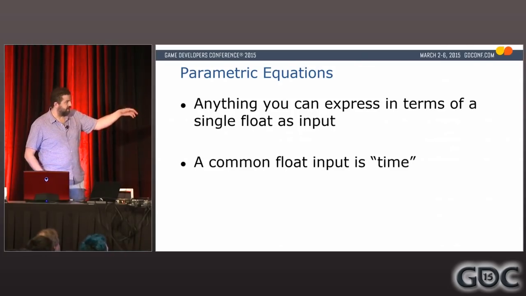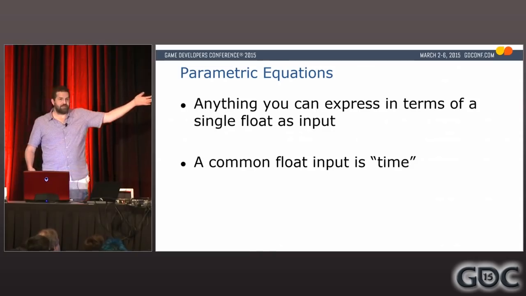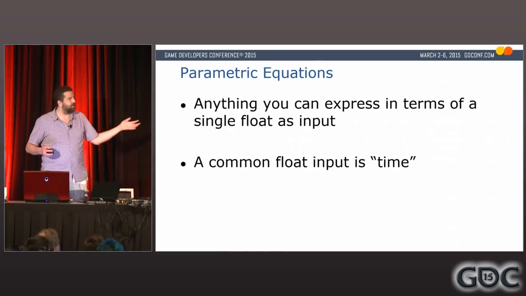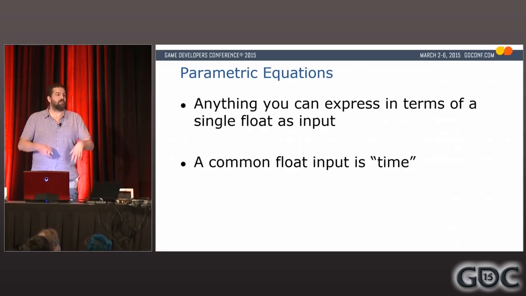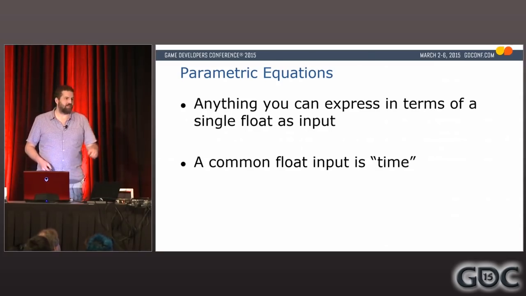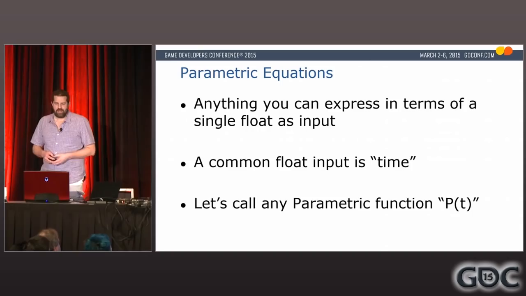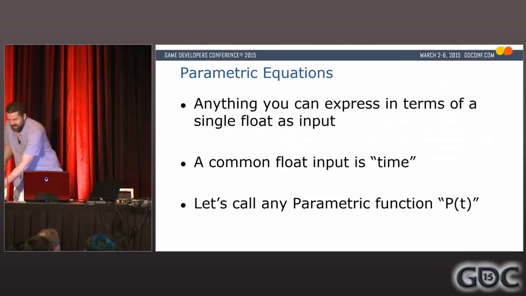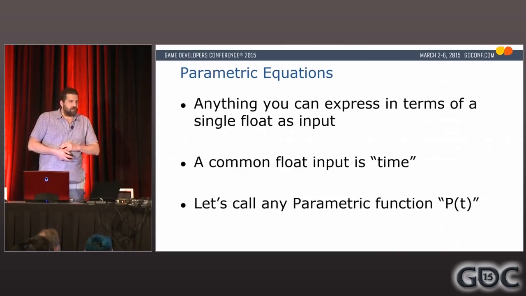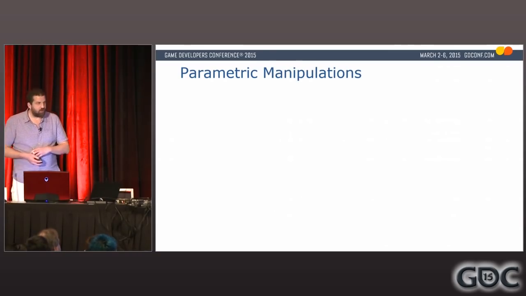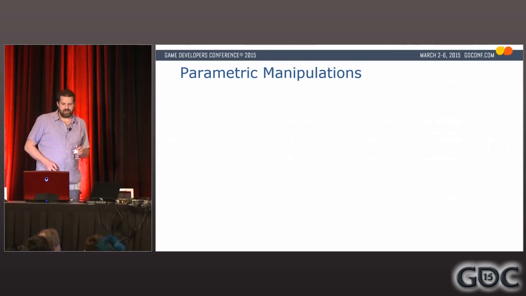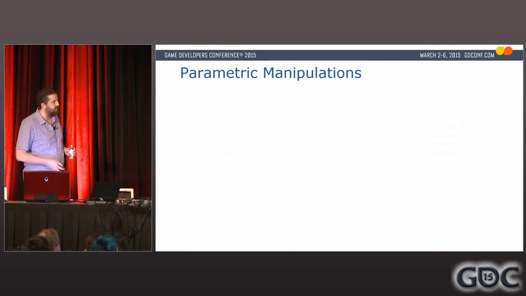And of course, my presumption is that we use t because it originates from time primarily. I don't know if that's true, but that is one of the most common ways we decide to turn the knob that drives the thing to move or whatever. So let's say we have a parametric function, any function, it could be any one of those that we saw, called p. So one of the first big points here is what we're manipulating and how we're going to manipulate it.